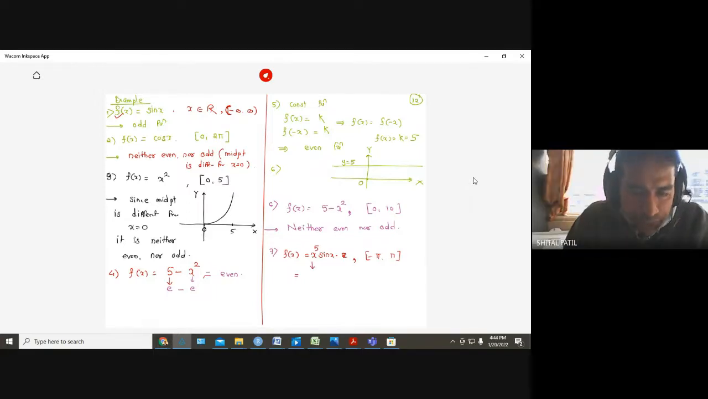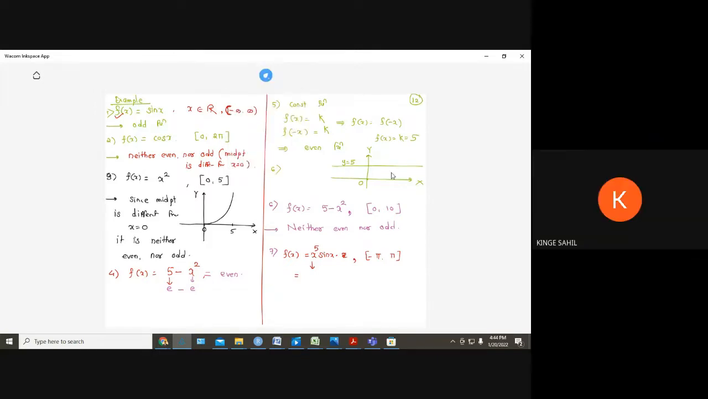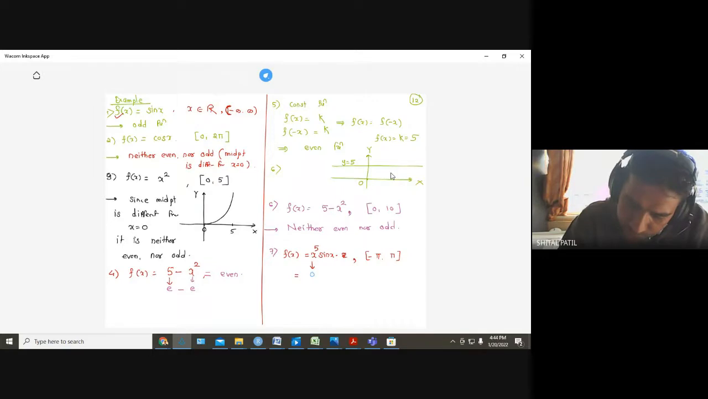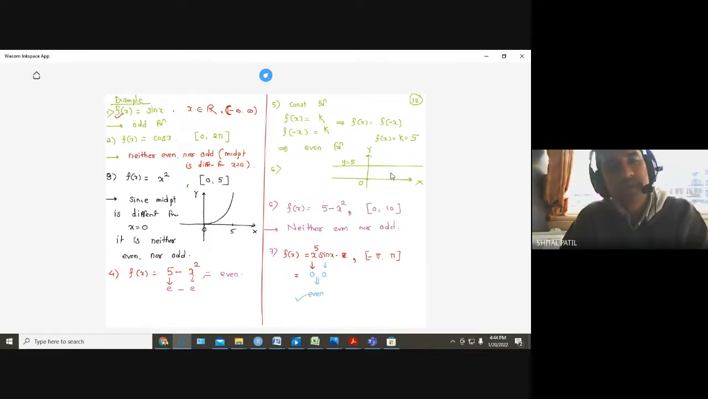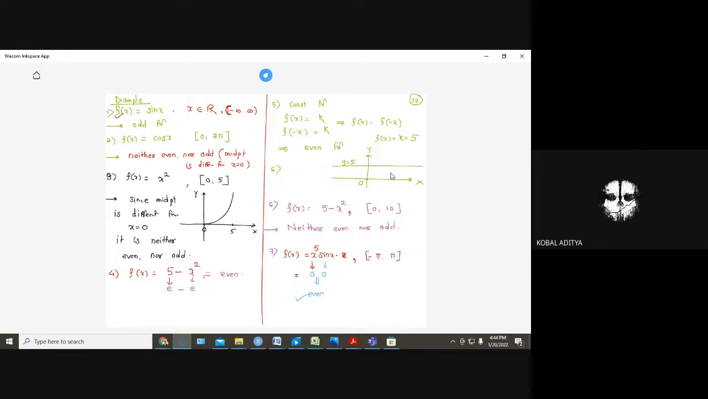What about x raised to 5? It is an odd function. What about sine x? Odd function. What about odd into odd? Even function. So the answer should be an even function. Getting it everyone? Okay, very good. Next.